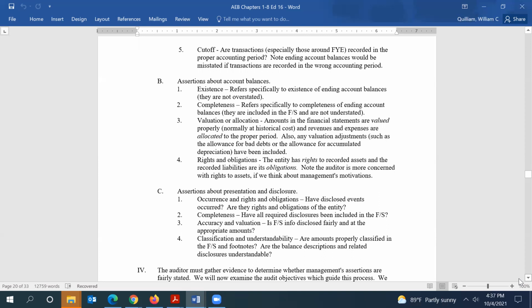Now in B, another group of assertions, this time about account balances. So we're talking about the ending account balances, and especially real or balance sheet accounts, because those have balances that roll over from 1 year to the next. They're the real account balances. We want them to be very accurate, quite frankly.